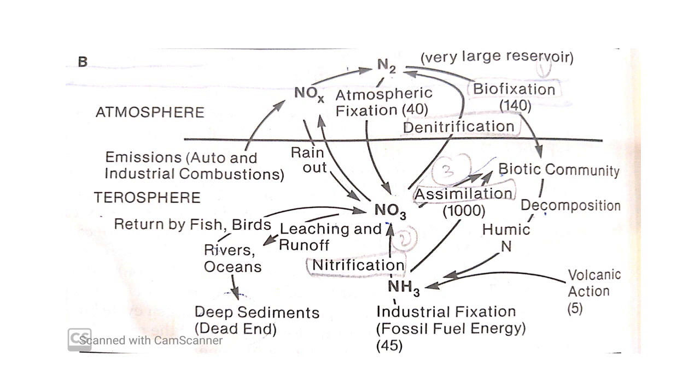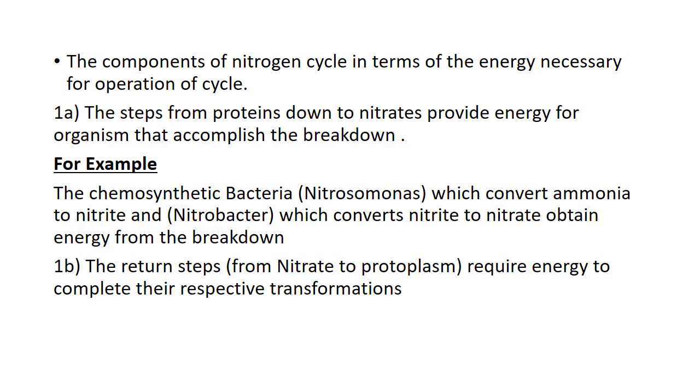Some of the nitrates are taken up by the fish and birds, and they are returned back to the land. And apart from atmospheric fixation and biofixation, some of the nitrogen is also added to the terrasphere through rains. So these are the different processes which are occurring within the nitrogen cycle, and we can see it in this diagram.